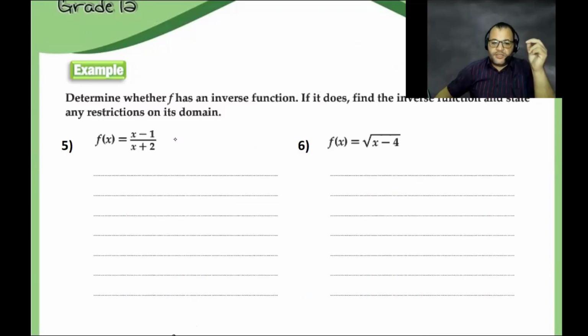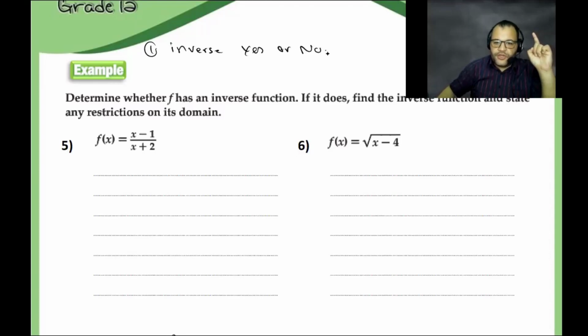The question says determine whether the function f has an inverse or not. How do you know that the function has an inverse or not? That's point number 1. If there is an inverse, yes or no, how do we know that? Even if the answer is right or wrong, no problem, because this part is important. You want to know the inverse, right?